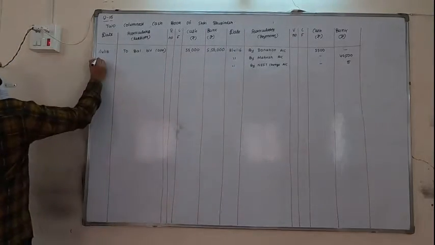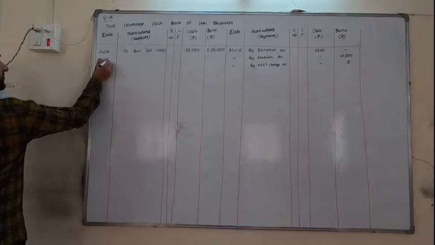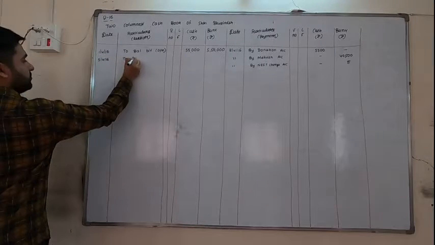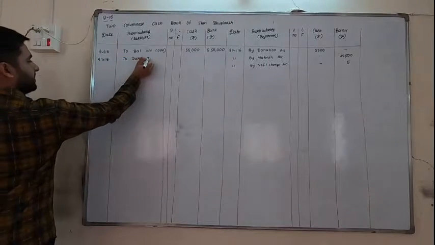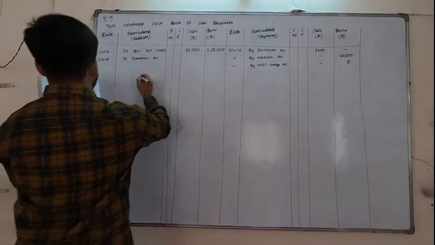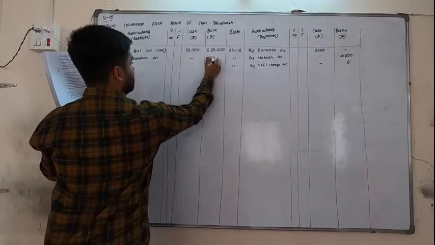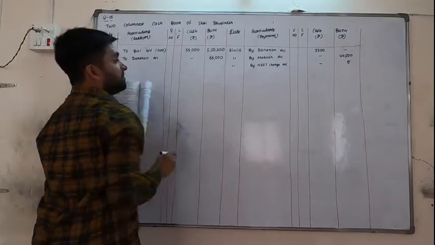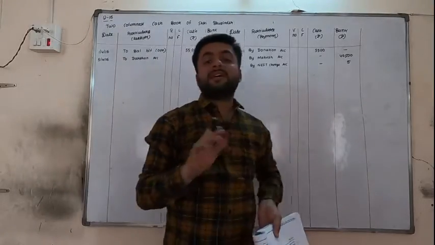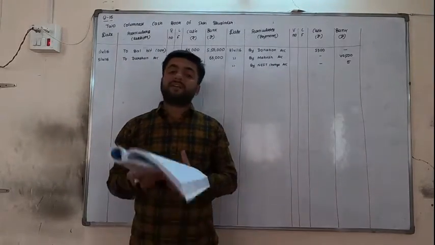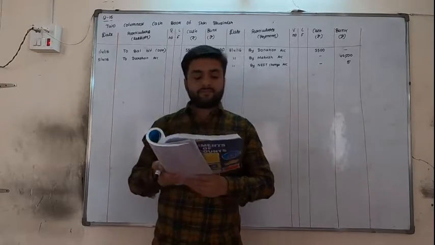So on debit side, 5th, to Darshan account. Now Darshan is paying the amount rupees 66,000 through NEFT, but Darshan is only paying the charge. We are not paying the charge. Bank is crediting, so we are debiting this.